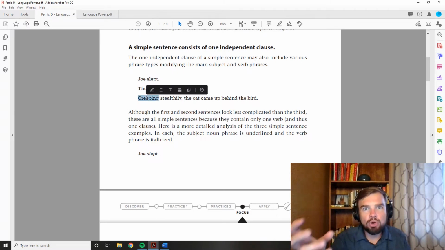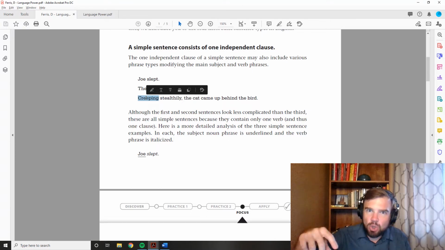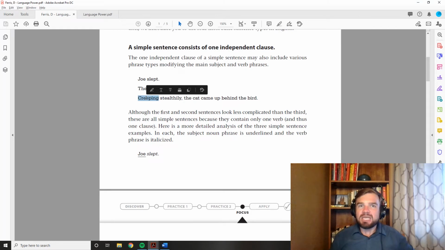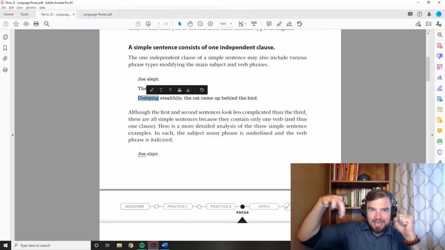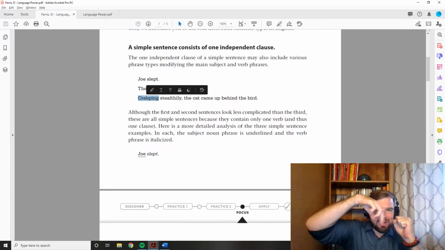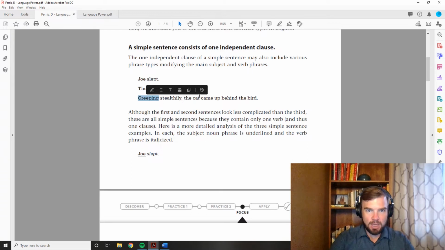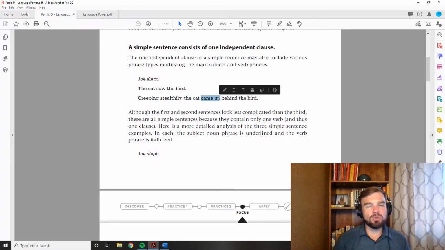Last sentence gets a little more wordy. Some more words in this sentence. So creeping stealthily, the cat came up behind the bird. Stealthily just means quietly, sort of secretly. And this image for this sentence is like, here's the bird, right? And it's looking this way. The cat is coming up very slowly, stealthily behind the bird. Only thing to say here is cat is the subject, right? Our noun. Came up is a phrasal verb. So in this case, the verb phrase is 2 words instead of just 1.